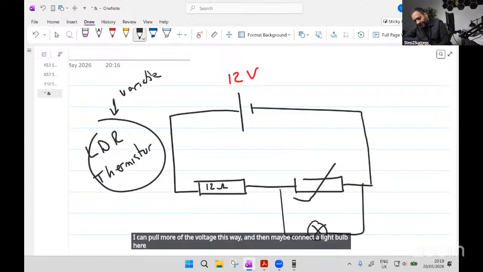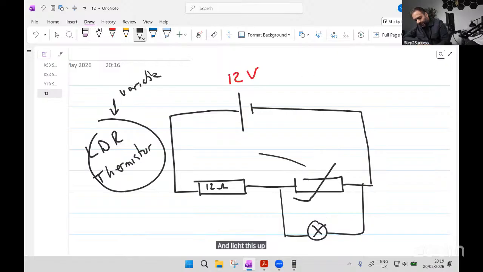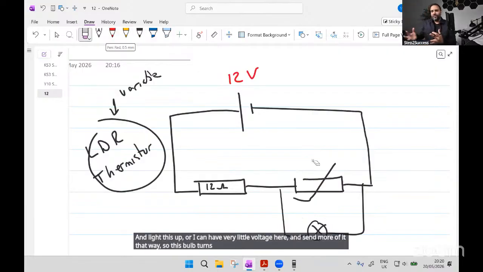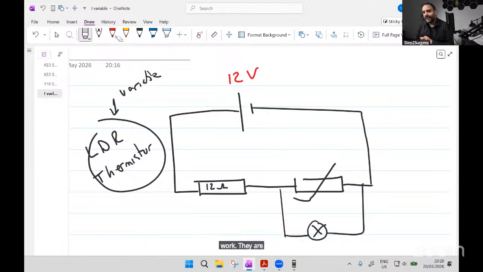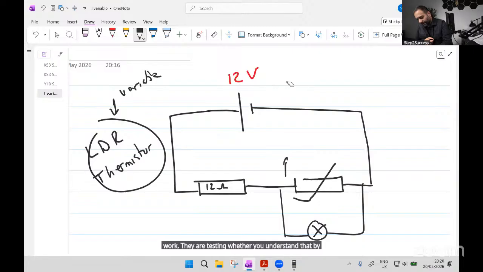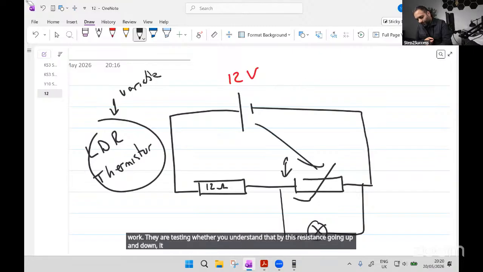So I can, in some instances, have a lot of voltage here and light this up, or I can have very little voltage here and send more of it that way, so this bulb turns off. It is a little bit of a complicated concept, but it is how most complicated electricity GCSE questions work. They are testing whether you understand that by this resistance going up and down, it can take more or less of the voltage from the battery.